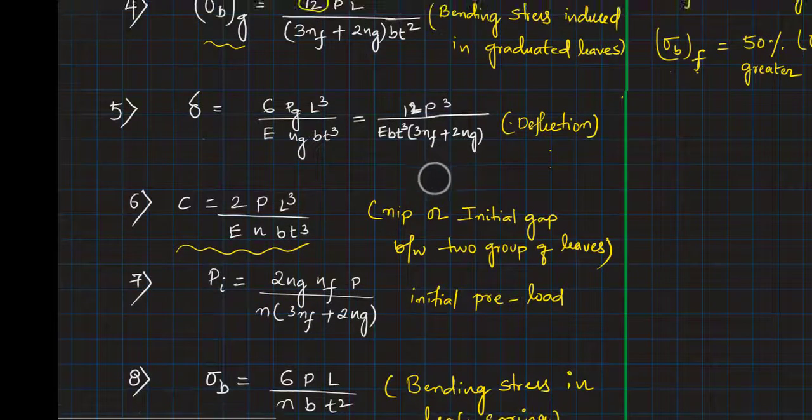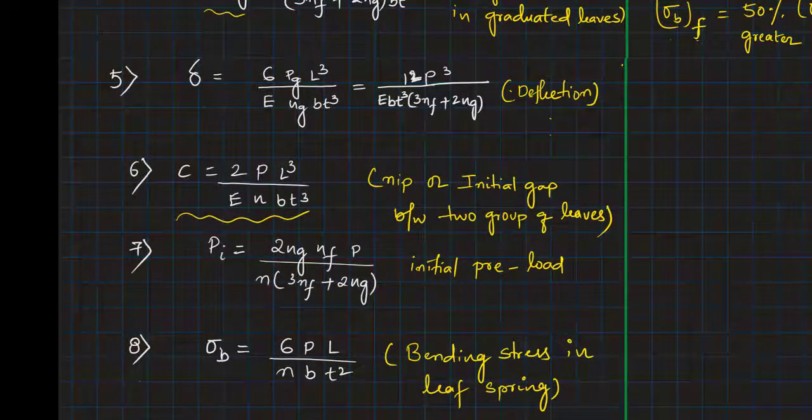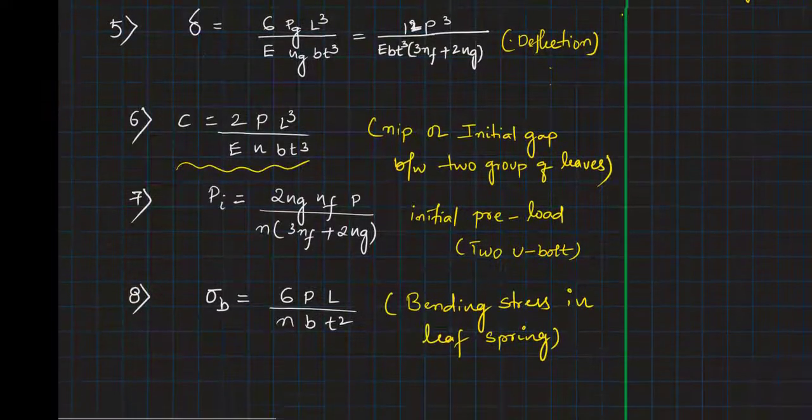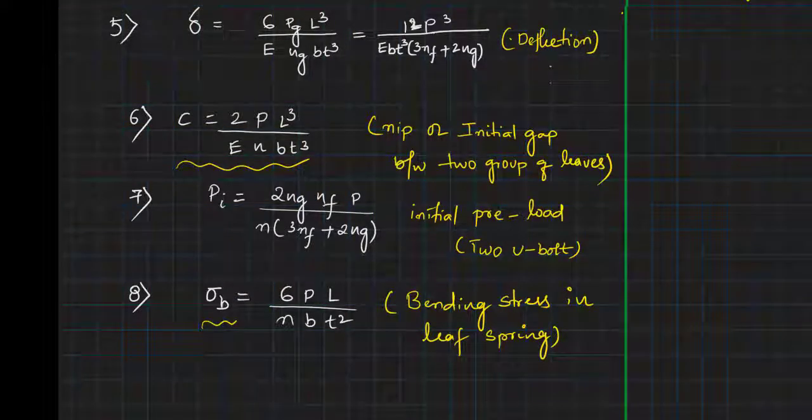Okay, and PI, that is initial preload, is offered by using 2 U-bolts generally. 2 U-bolts will be used to apply this initial preload. And the last formula is, as I have told you, the same amount of bending stresses will be developed.